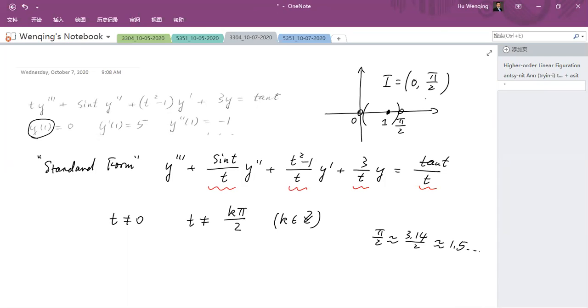Okay, so that's the idea about existence and uniqueness. Remember, you must turn the equation into standard form before you can do anything. Okay, so that's going to be quite important.